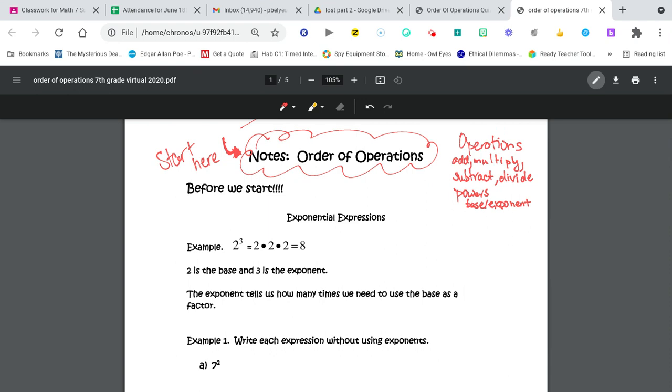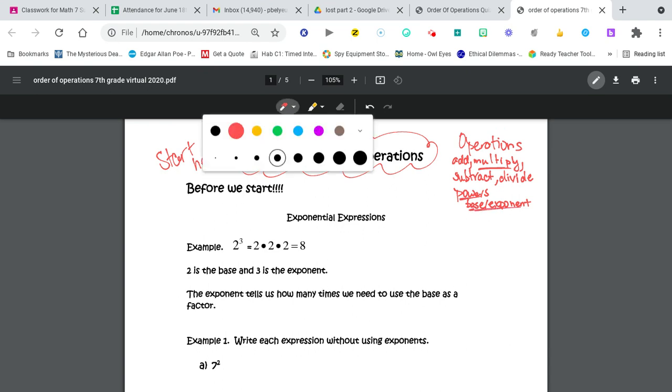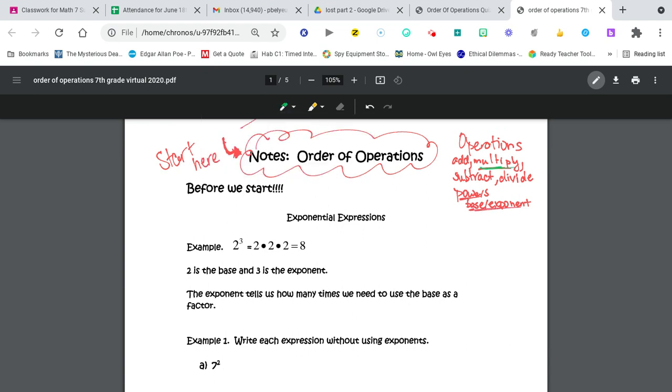Okay, but our basic operations for math are just add, subtract, multiply, and divide. But powers look different, but it's basically multiplication. Powers and multiplication are basically the same thing. But again, I'll discuss that in a minute. So when we say order of operations, the order in which we add, subtract, multiply, or divide.